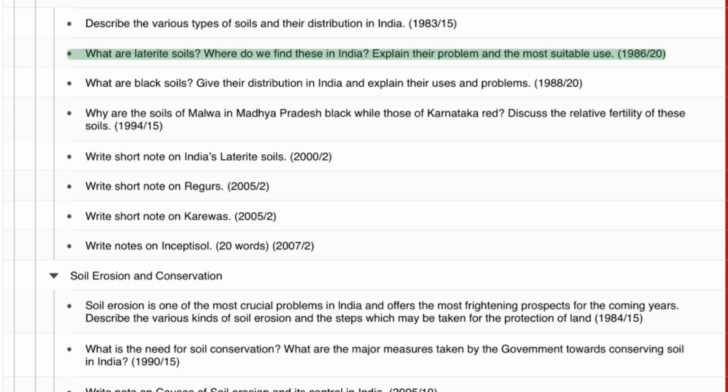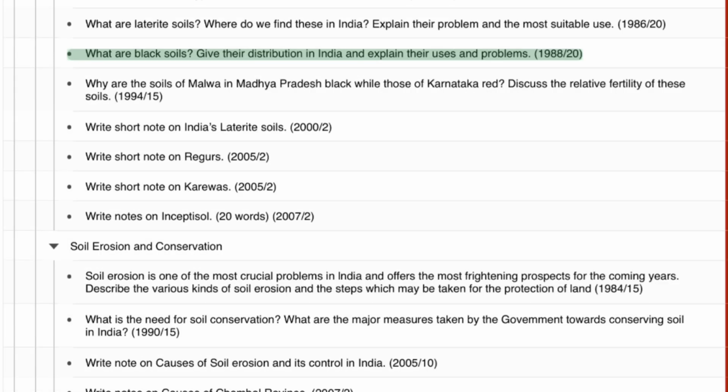1983, 15 marks. What are laterite soils? Where do we find these in India? Explain their problem and the most suitable use. 1986, 20 marks. What are black soils? Give their distribution in India and explain their uses and problems.